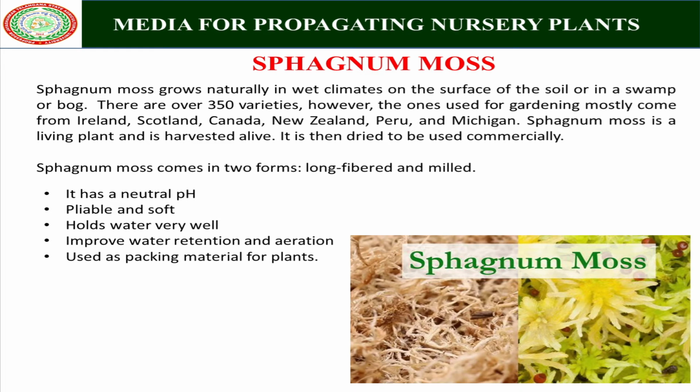It is a living plant. It is collected when it is live, and then it is dried to be commercially used. So this dried sphagnum moss is used for growing the plants, especially in air layering. Sphagnum moss is used as a medium for growing of your layered plants.